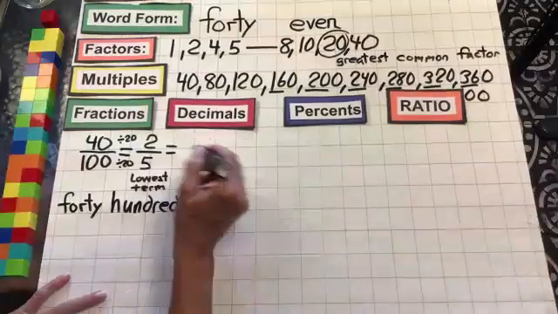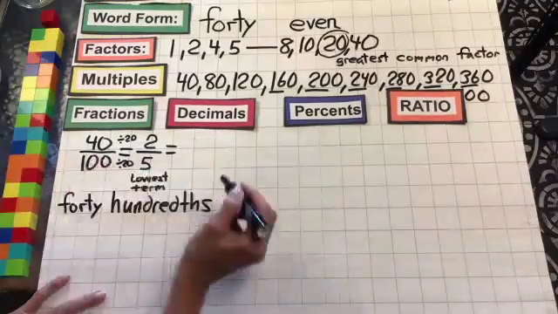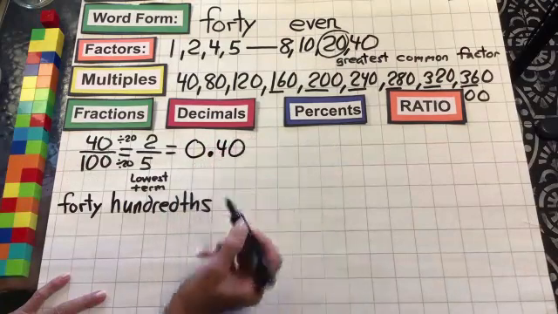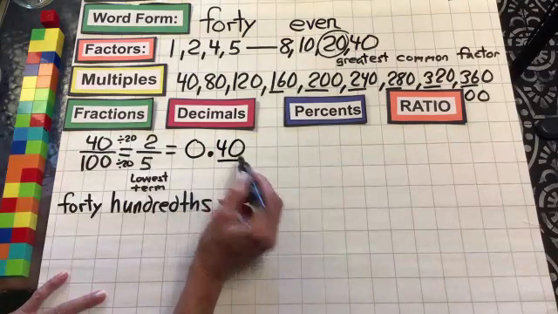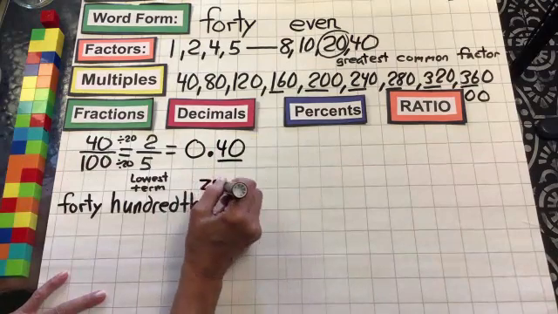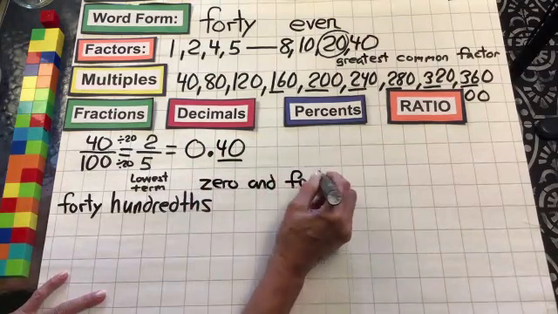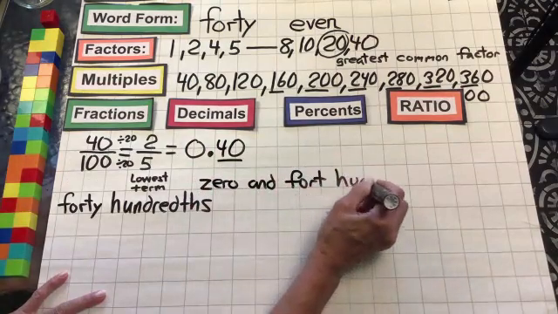All right, our decimal, of course, is always referring to hundredths. So we have 0 and 40 hundredths, because we're going all the way to the hundredths there. So 0 and 40 hundredths.